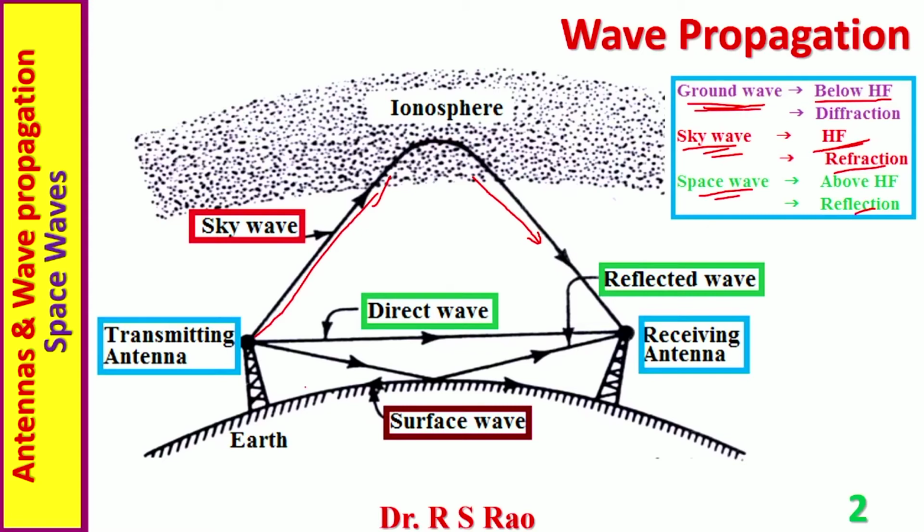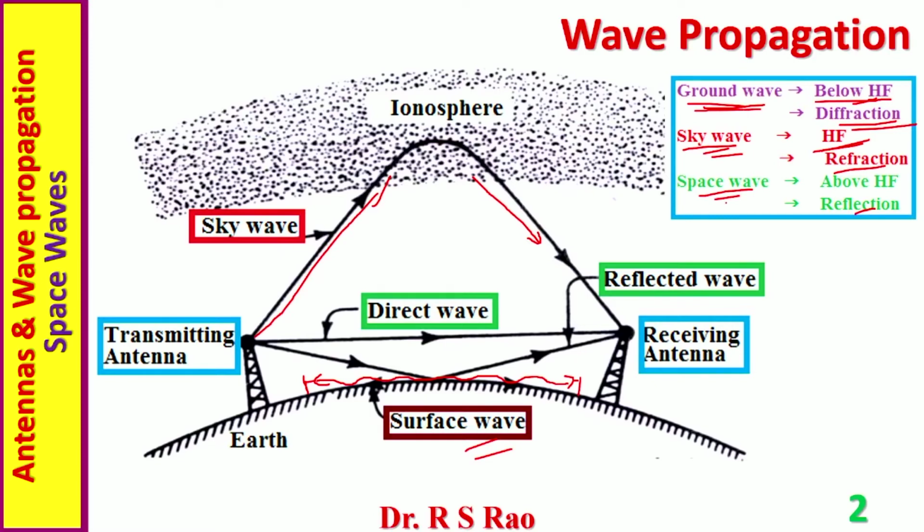When antennas are located near the surface of the earth like this, and the transmitting antenna is emitting a wave whose frequency is below HF, then the wave simply drops down to earth and starts traveling over the surface of the earth towards the receiving antenna. While traveling over the surface of the earth, it undergoes the phenomenon of diffraction. Diffraction helps in carrying the signal from transmitting antenna to receiving antenna when frequency of the wave is below HF. Here, ground wave is shown as a surface wave. It is named as a surface wave.